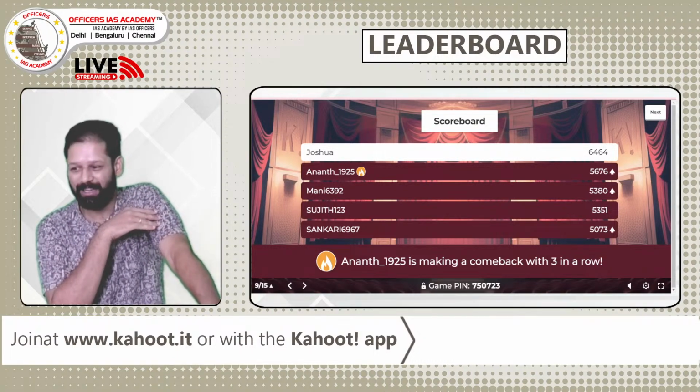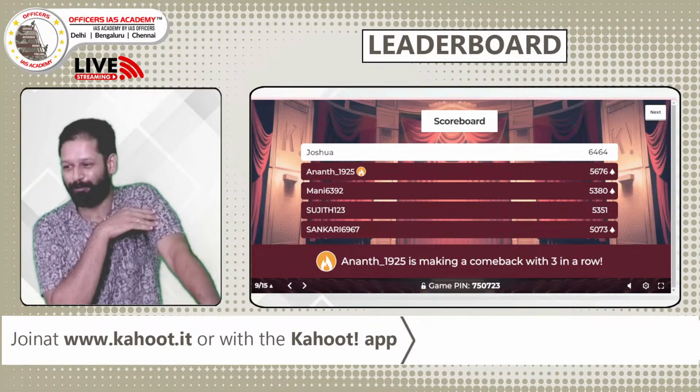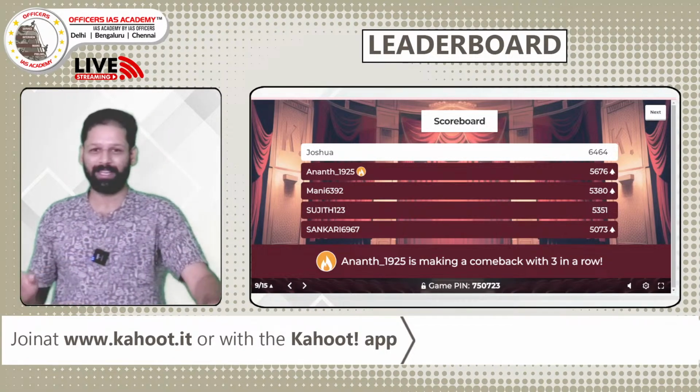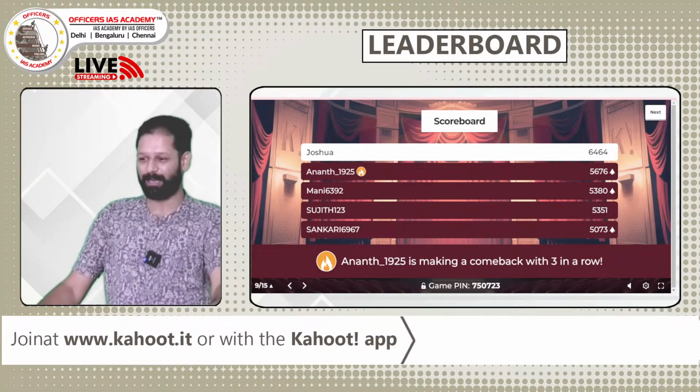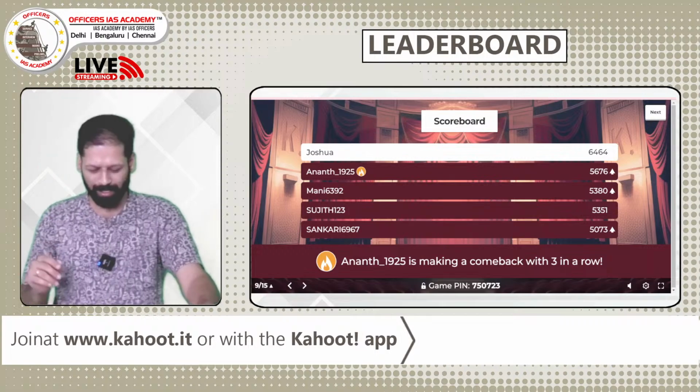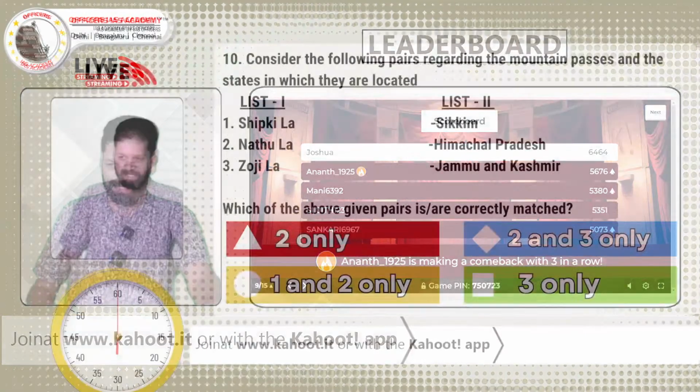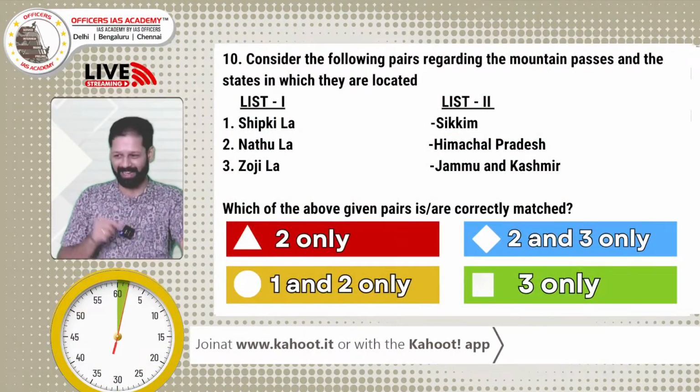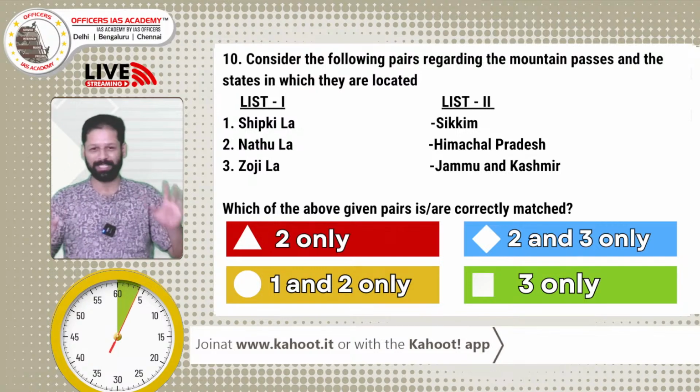Now let's see who's getting ready to dethrone Joshua. Joshua's points is 6-4. Anant is 5-6-7-6, which is somewhere around an 800 point difference between these two. Next few questions can be quite a game changer. We are going into the 10th question of the quiz. It is quite tricky. Let's see if it changes the equation in the leaderboard.